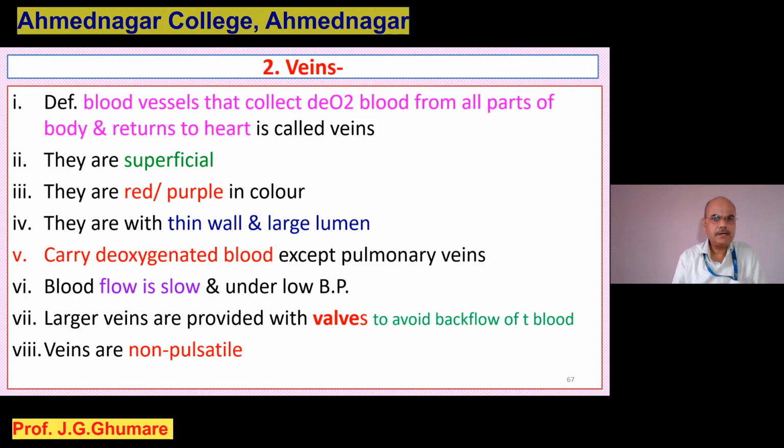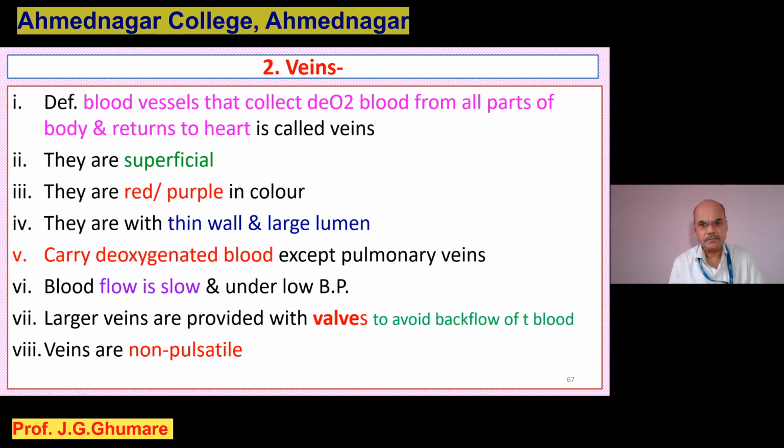Next, regarding the second blood vessel, these are called veins, blood vessels which will collect the deoxygenated blood from all parts of body, even heart, remember. And the one which will return back to the heart, this is called veins. The one which are superficial, see here, these are the veins generally. The one which are red or purple in color because oxygen is not there, hemoglobin will be free and that will impart red color to the veins. They are thin walled and with a large lumen. We'll study in histology. They carry deoxygenated blood, oxygen devoid blood, with one exception, pulmonary vein. So I told you the artery and vein related to the lungs.